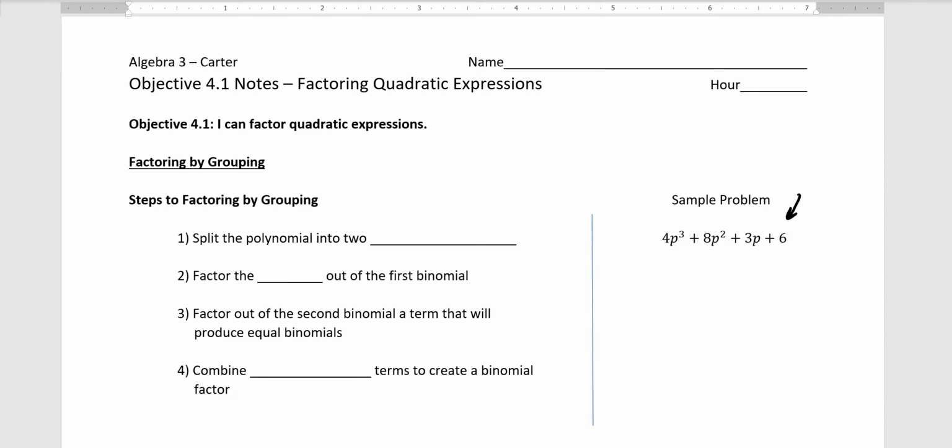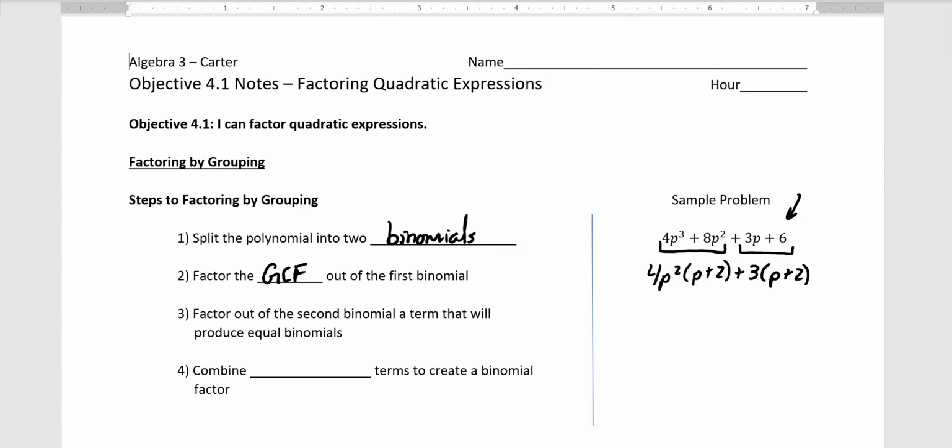The first thing we're going to do is split the polynomial into 2 binomials. So we're going to say, okay, 4p to the third plus 8p squared and 3p plus 6. Those are going to be the 2 things we look at. We're going to factor the GCF out of the binomials. So this first binomial, I can take out 4p squared. When I do that, I'm left with p plus 2. And then we're also going to factor out of the second binomial a GCF, which in this case would be 3. And when I do that, I'm left with p plus 2.